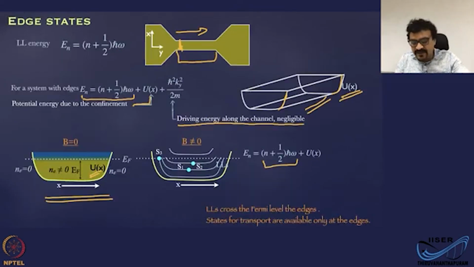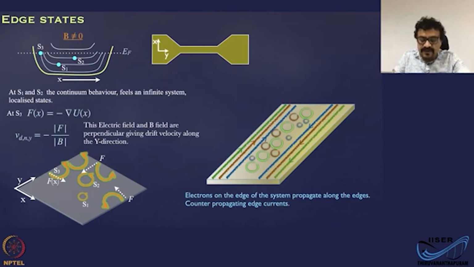So if you go back to the previous slide, these 3 states are marked here also. In this case, for S1 and S2, as we just discussed, the energy is given by this condensation condition. For S3 or any states along this edge, you need to consider this u of x term also. So the S1 and S2 states here are not going to feel any effect of these edges.